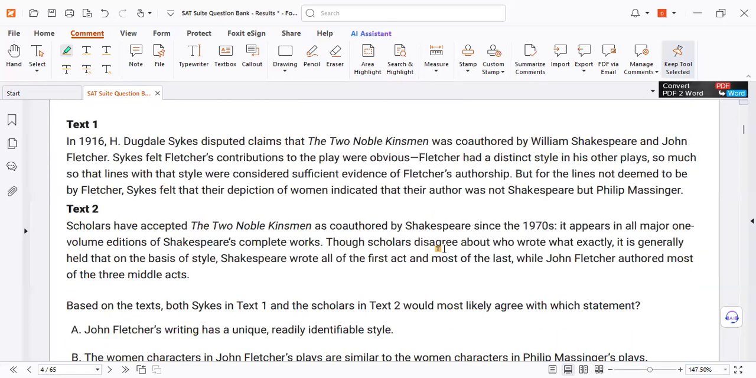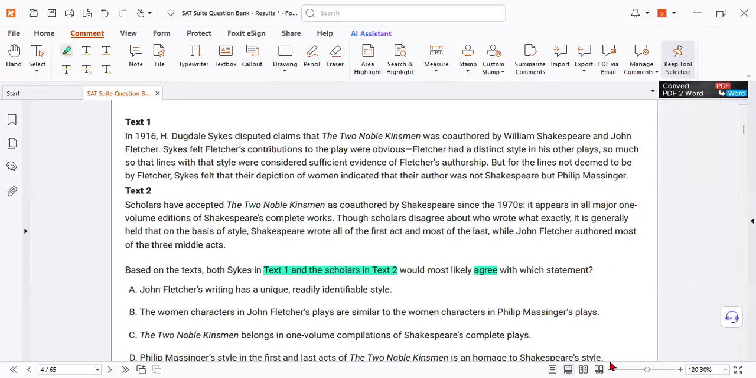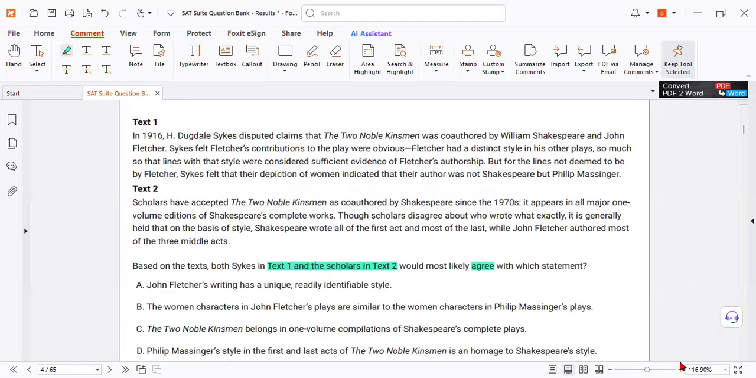To remember this question. Okay, can I see all the choices? Yeah, let's read first. Here text 1 and 2. Let me make it smaller. Yes, it's better.